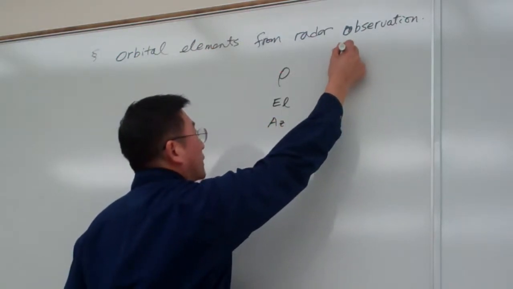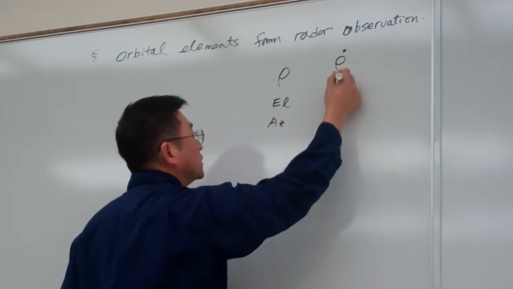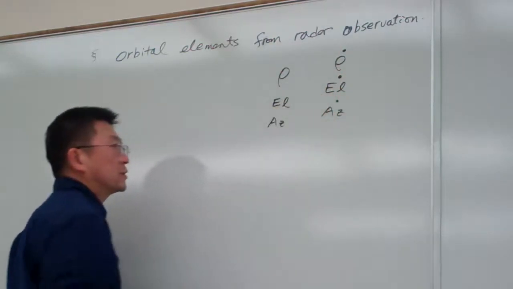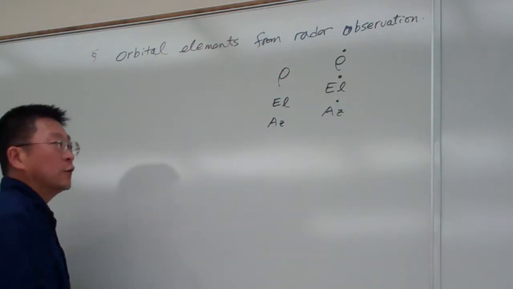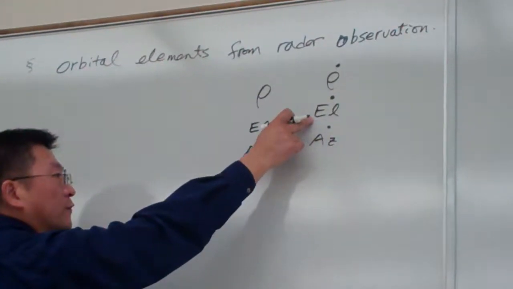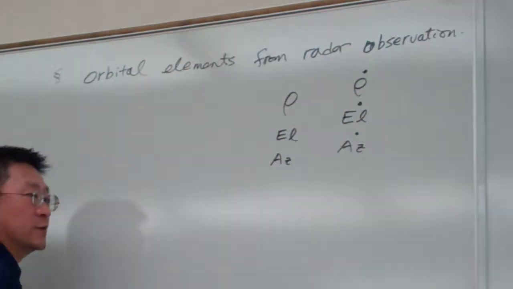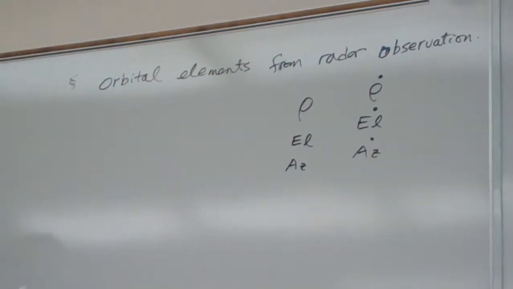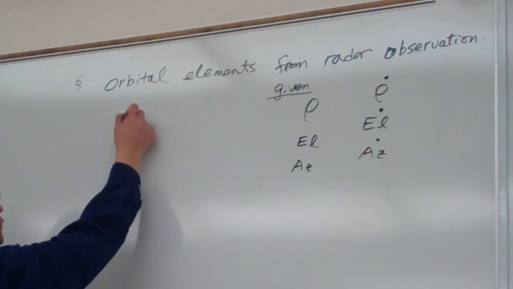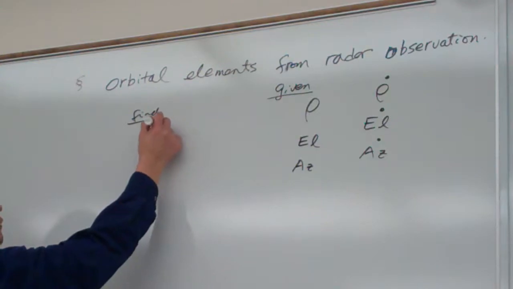Sorry, last time I forgot the other one. We also need the time varying information, which means the speed of the radial distance, the speed of the elevation angle, and the speed of the azimuth angles. So we are given those things, and basically what we want to find is R and V.